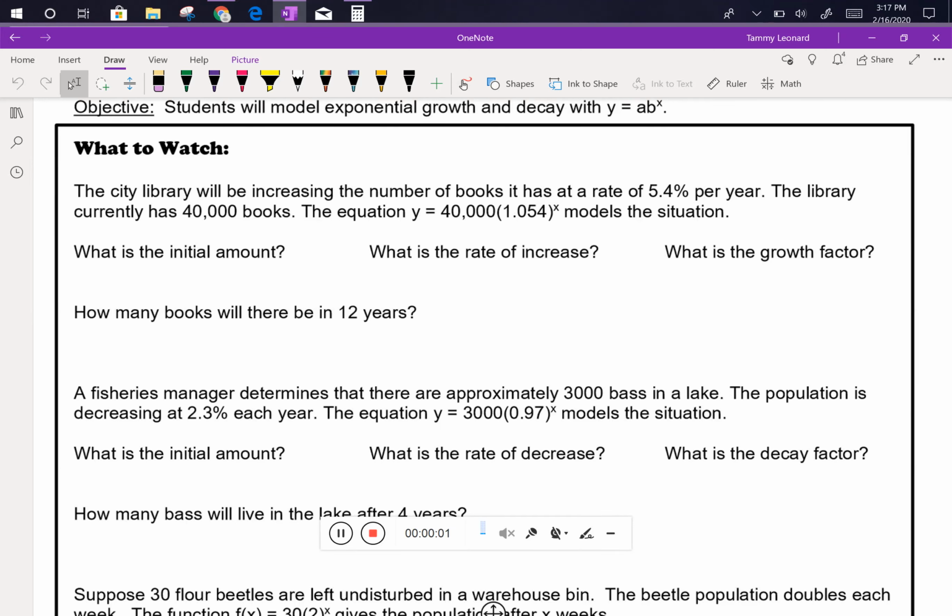The city library will be increasing the number of books it has at a rate of 5.4% per year. The library currently has 40,000 books. The equation 40,000 times 1.054^x models the situation.